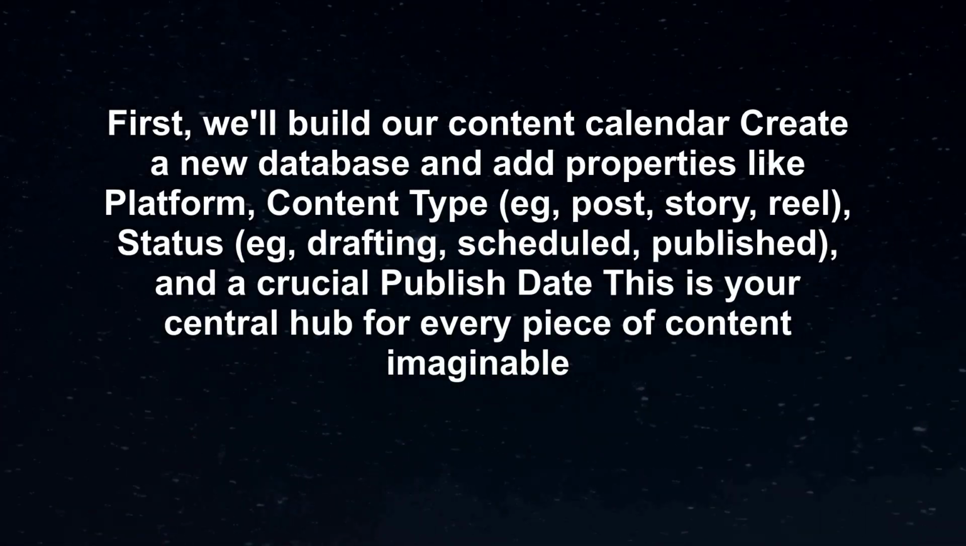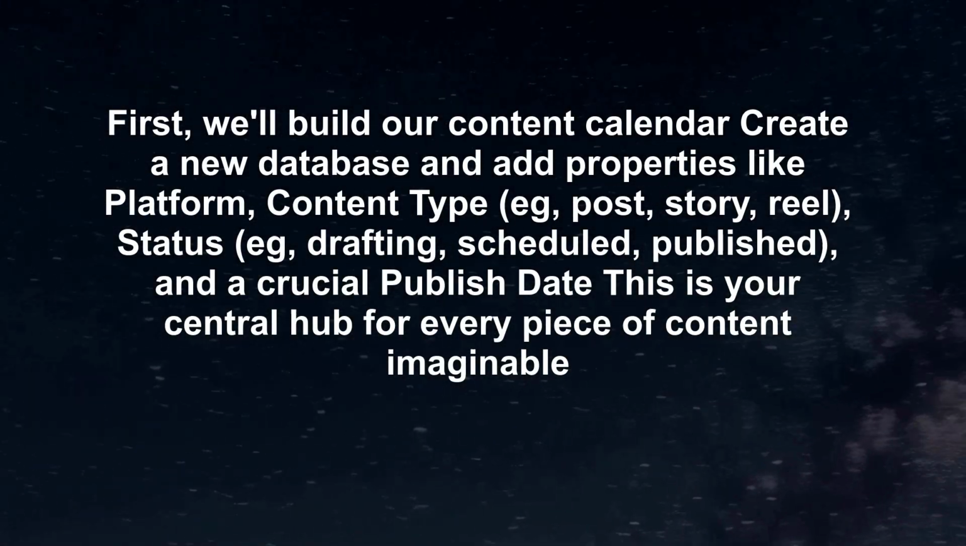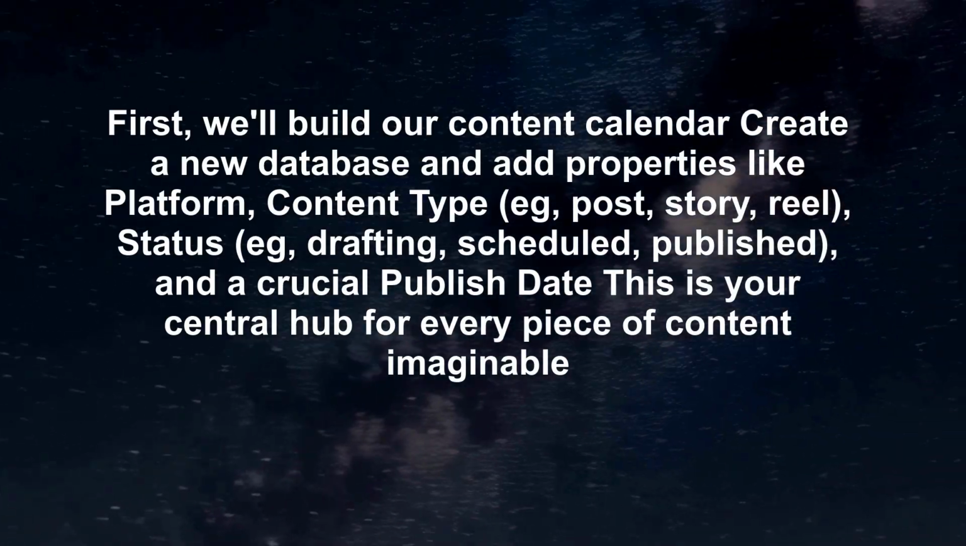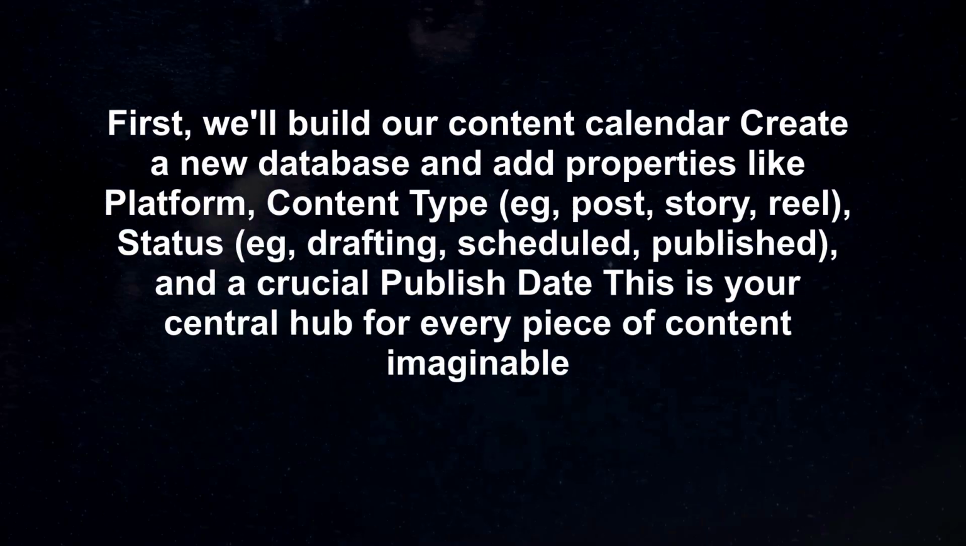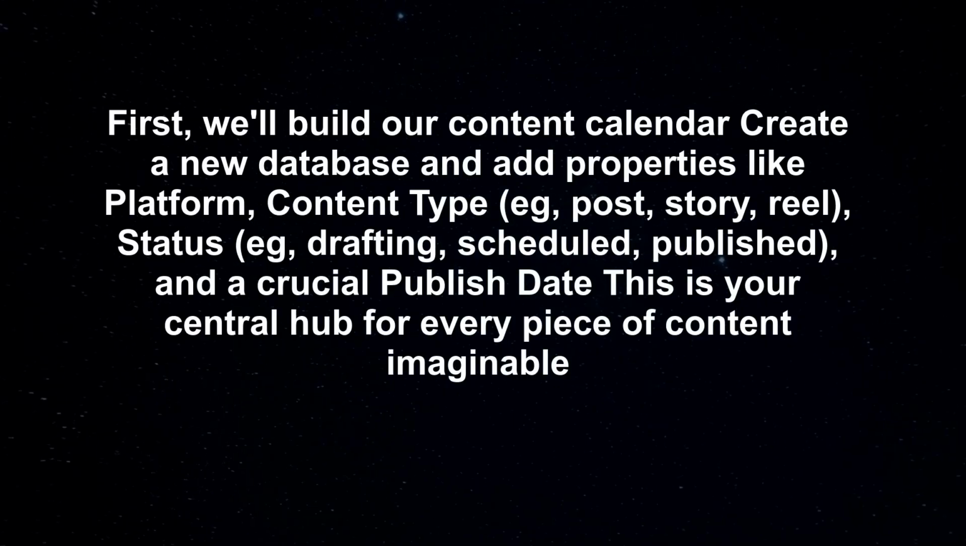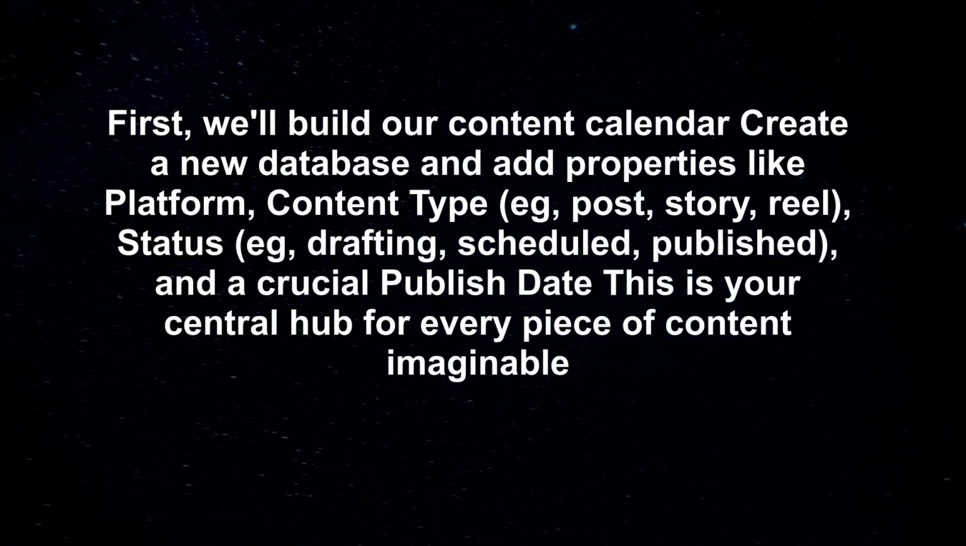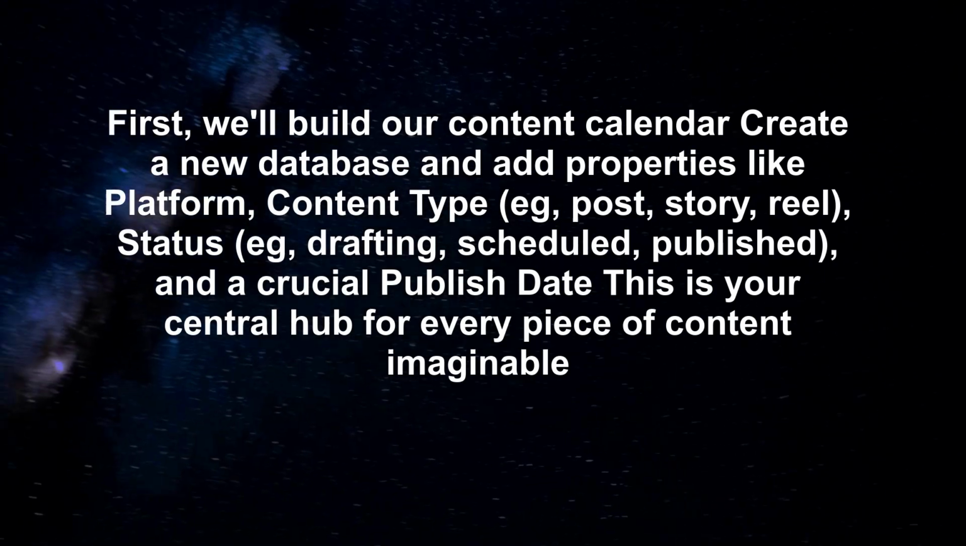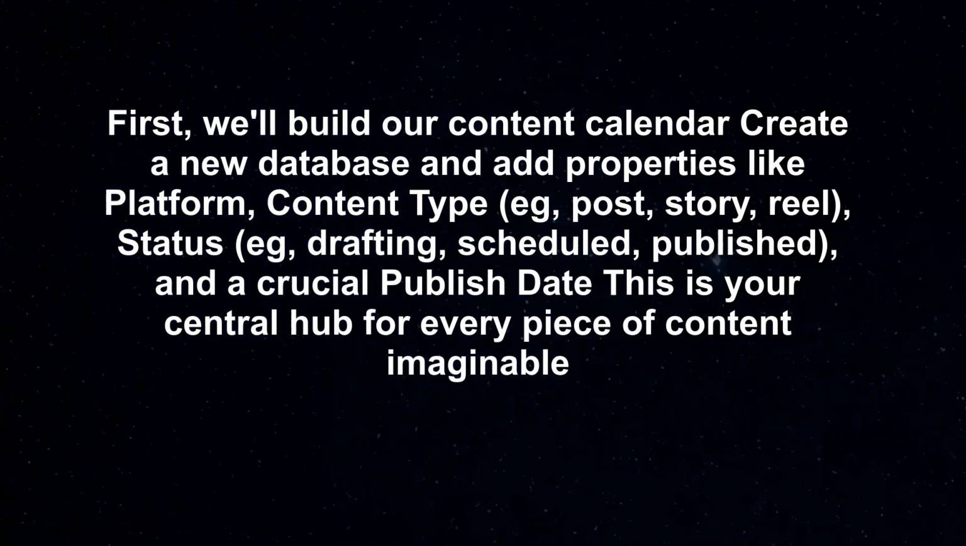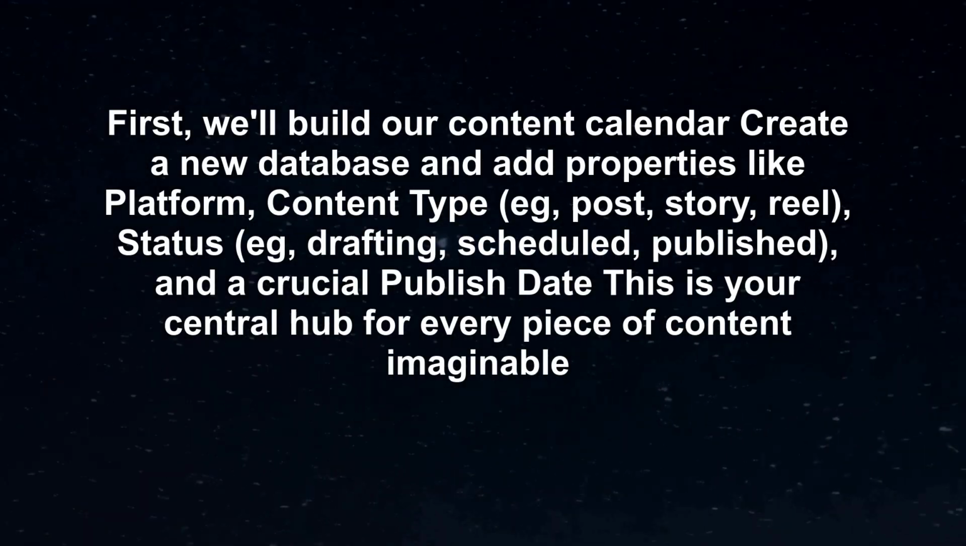First, we'll build our content calendar. Create a new database and add properties like platform, content type (e.g., post, story, reel), status (e.g., drafting, scheduled, published), and a crucial publish date. This is your central hub for every piece of content imaginable.